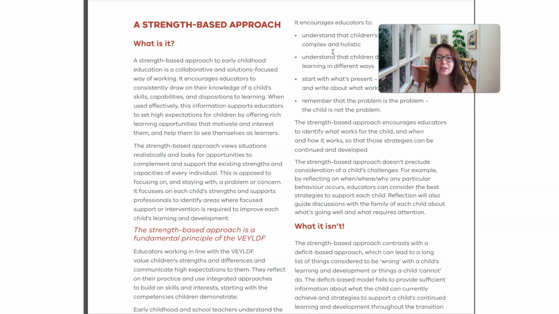Vygotsky talked about what's next for the child in terms of his level of capabilities. There are areas where a child is able to act independently. For example, they can wash their hands, but there are areas where they need a lot of support or they cannot do by themselves.